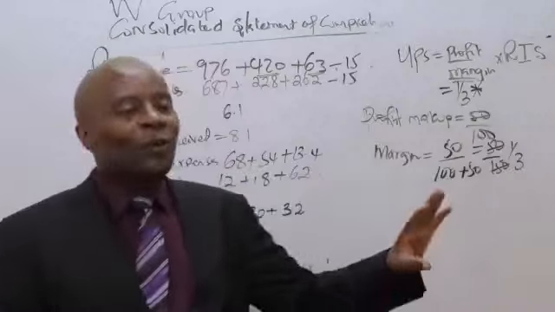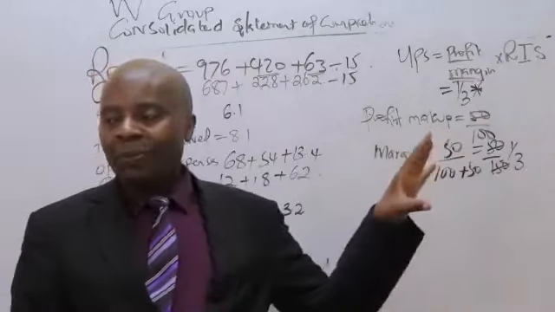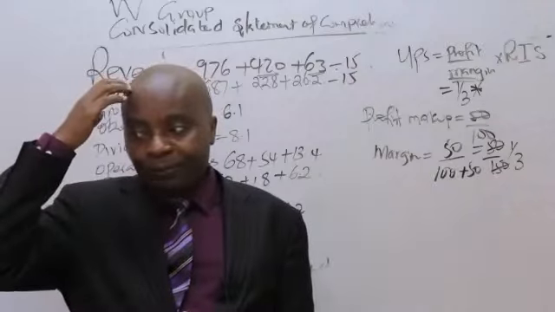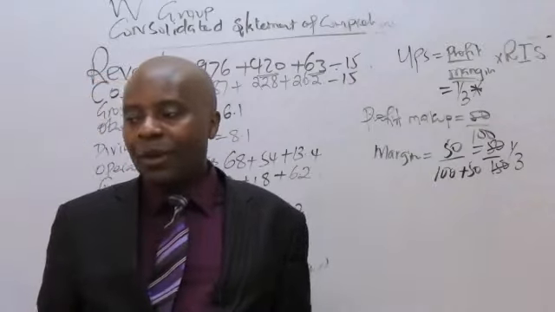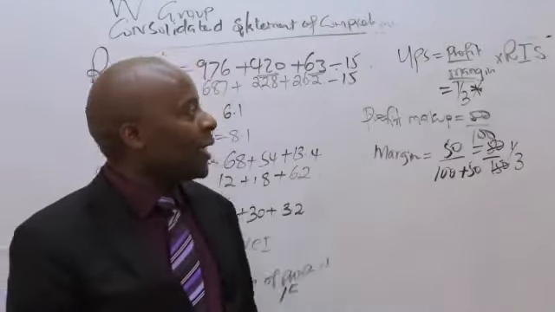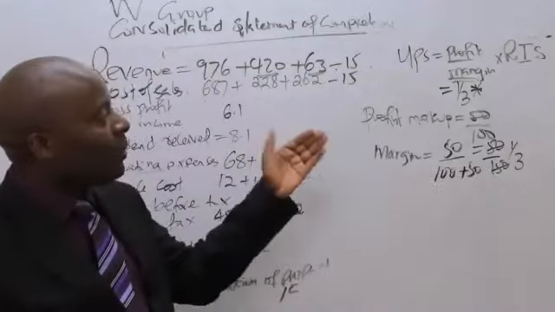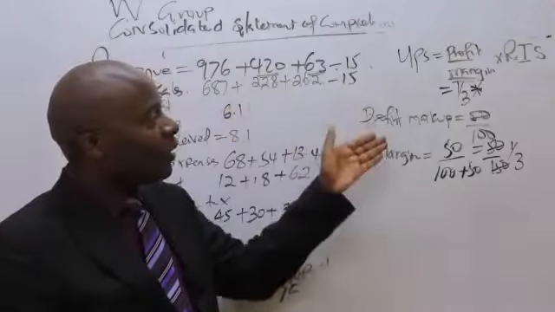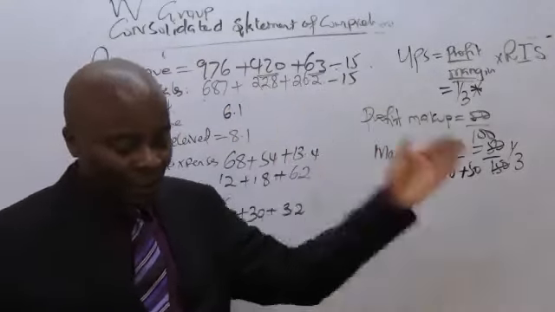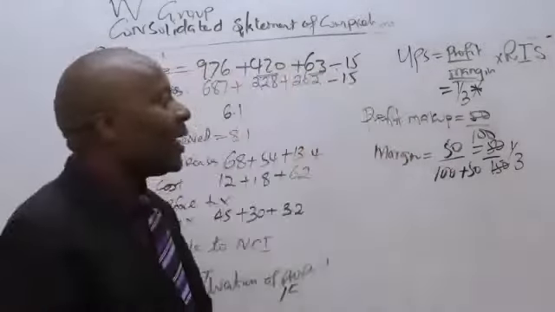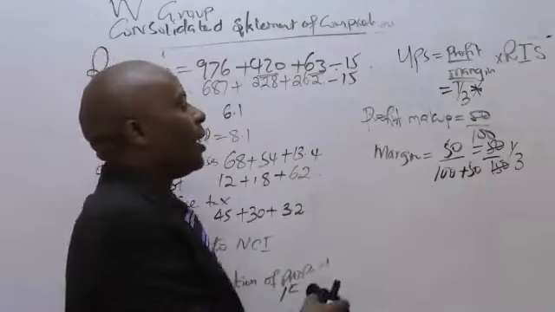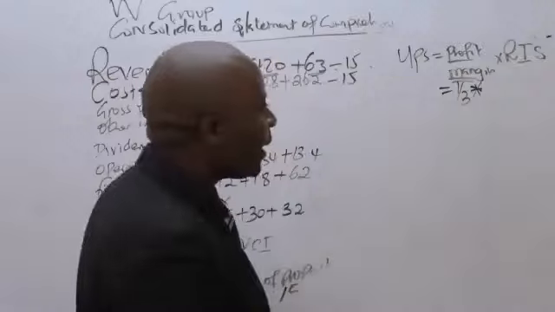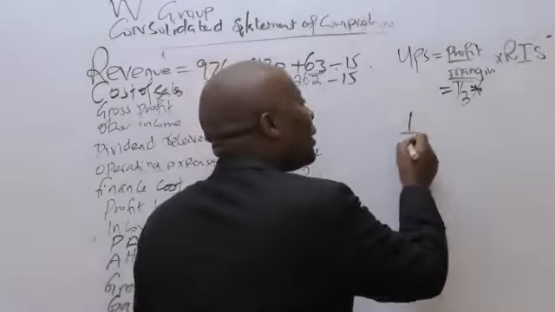So first of all, are we together up to here? Margin has a bigger denominator. Once I've gotten this margin, then to get unrealized profit on stock, I'll take the margin times REES. REES means remaining internal sales, remaining intra-sales. Internal sales are 15. So it will be a third times 15.